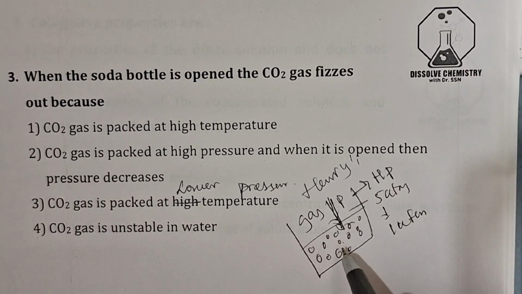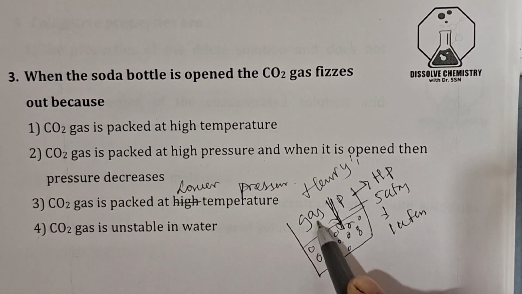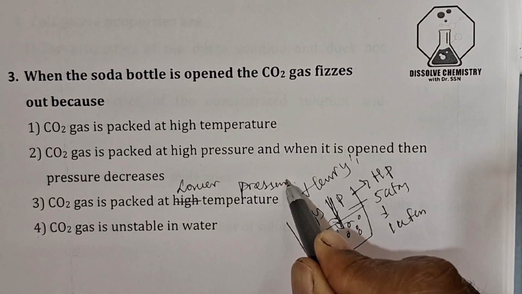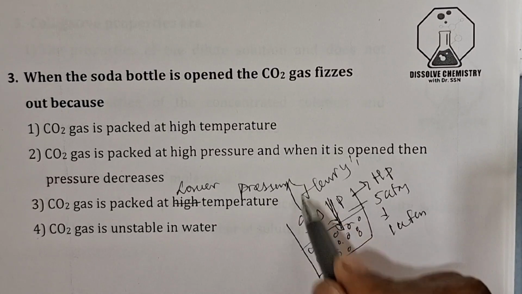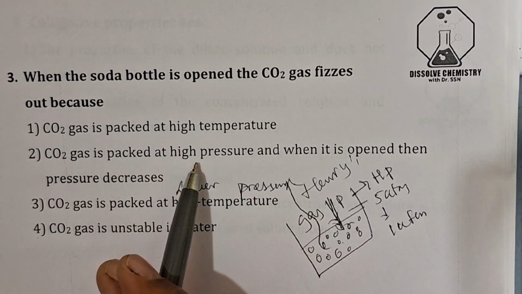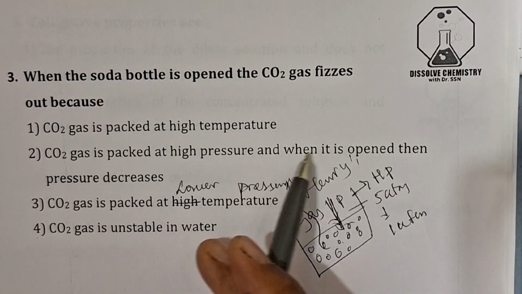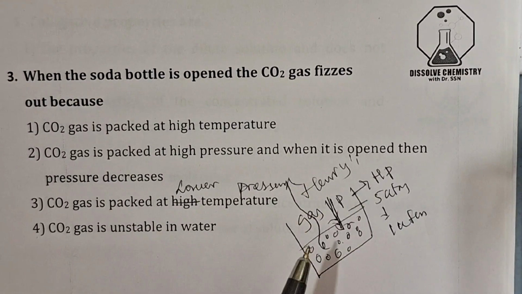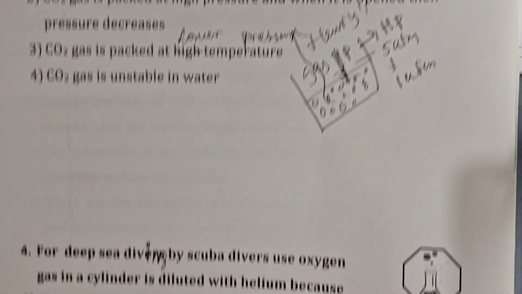As the pressure is lowered, the gas already dissolved in the liquid phase will come out. That is what we call fizzing out of the gas. That happens because carbon dioxide gas is packed at high pressure, and when the bottle is opened the pressure decreases and the gas starts going out. Hence it fizzes out. That is how we have to give the reason.